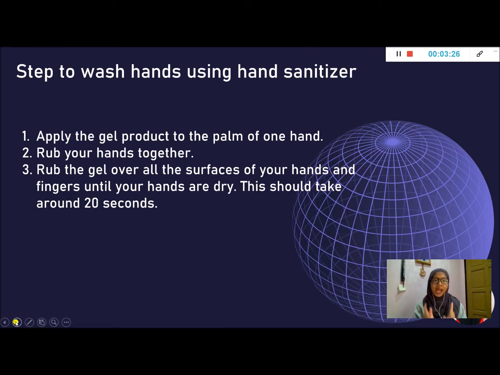And now I'm going to teach you the steps to wash hands using hand sanitizer. Apply the gel product to the palm of one hand. Rub your hands together. Rub the gel over the surface of your hands and fingers until your hands are dry. This should take around 20 seconds.